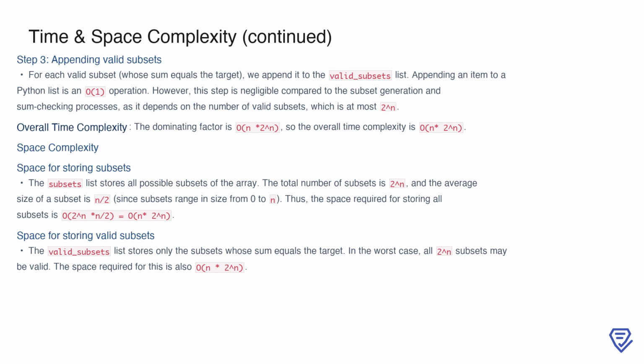On the space complexity side, we must account for storing all subsets. Since there are 2^n subsets and the average size of a subset is approximately n/2, the space required for storing these subsets is n * 2^n. Additionally, the valid_subsets list, which stores subsets matching the target sum, can also require up to n * 2^n space in the worst case when all subsets are valid.